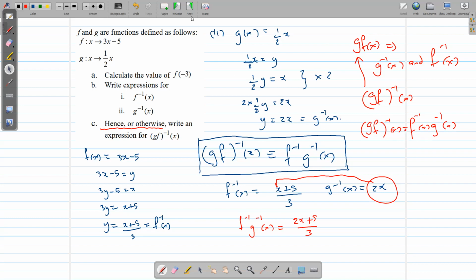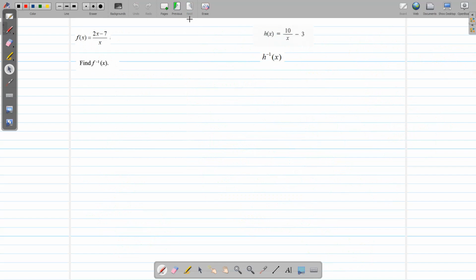All right, let's go back and see what's going on. So we have another example here, which is not as difficult as those. So let's try this one. f of x is (2x minus 7) over x, and we want to find the inverse. Let's write it down simply. So we say (2x minus 7) over x is equal to y. We're going to switch those letters. So we have (2y minus 7) over y equal to x.